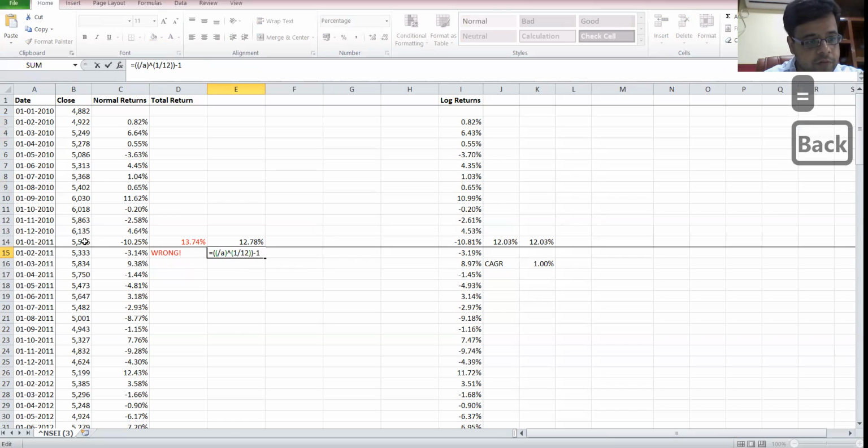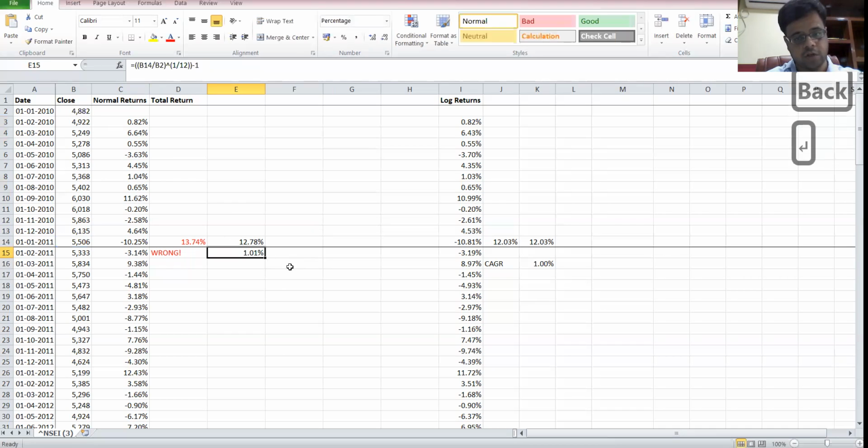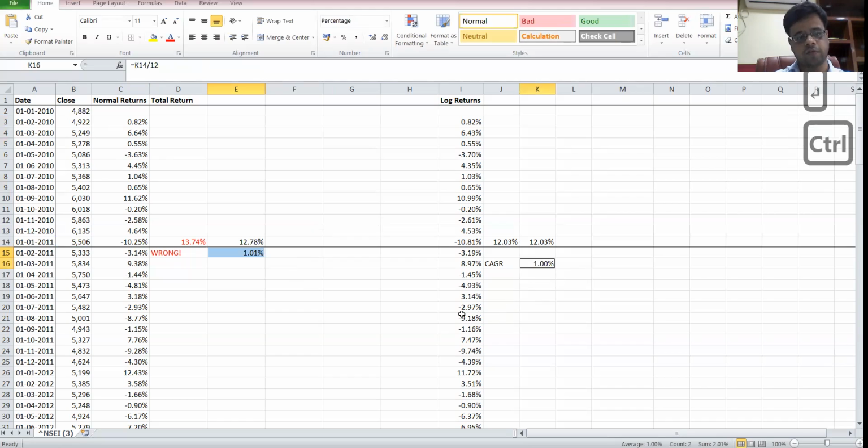So let's put in the values. B is the final investment, that is 5506. A is the initial investment, that is 4882. And we have our CAGR of 1.01%, which is almost the same as the CAGR calculated by the log return because it's a very small value.